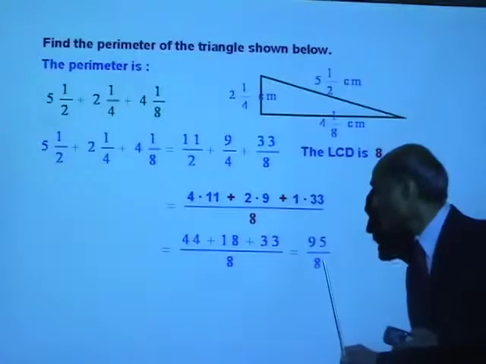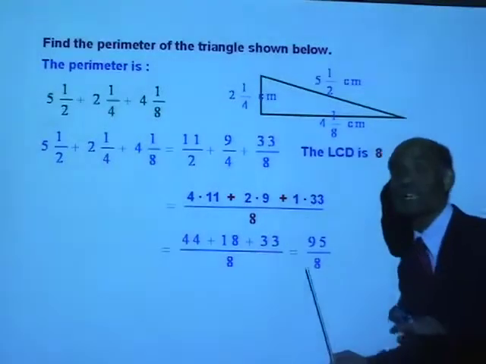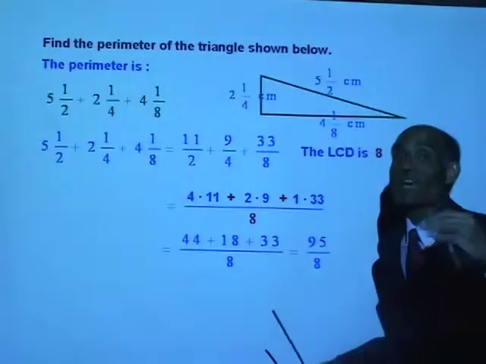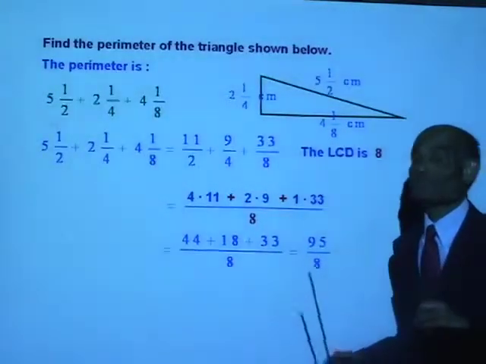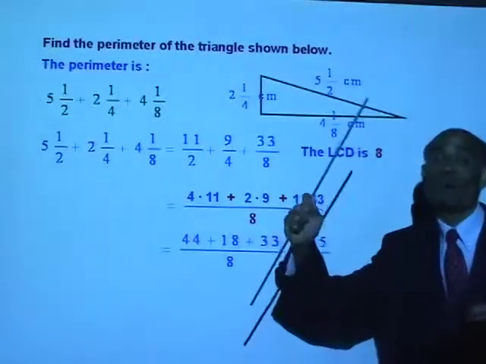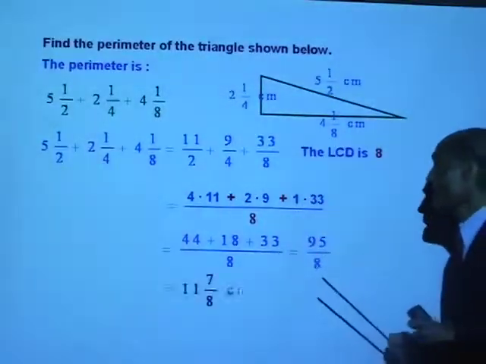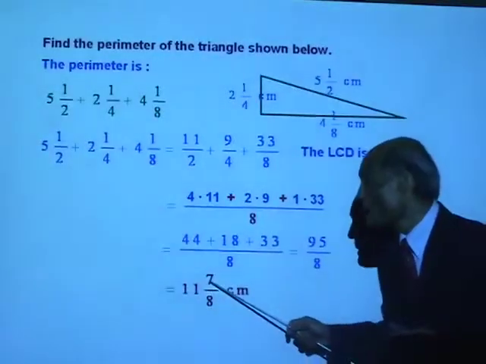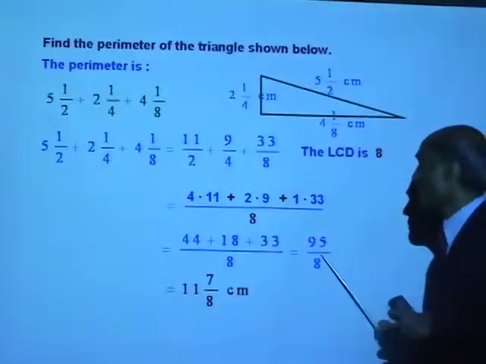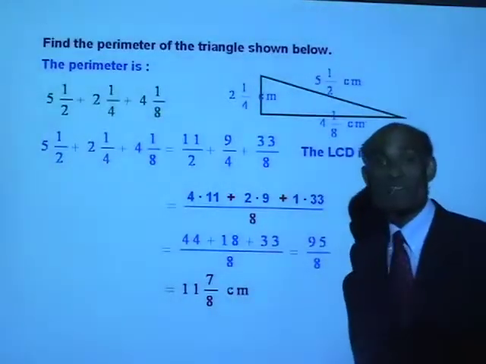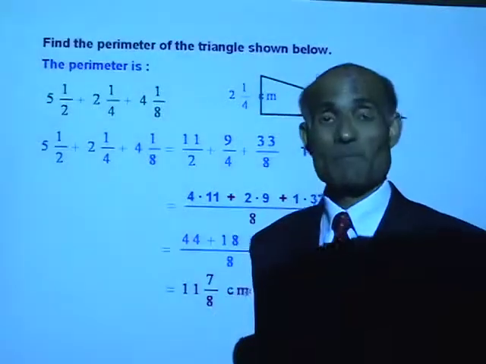Well, you know that 10 times 8 is 80. 11 times 8 is 88. 12 times 8 is 96. We have gone over. So, how many can we take? 11 8s can be taken out and remaining will be 7. 95 divided by 8 is 11 and 7 over 8.